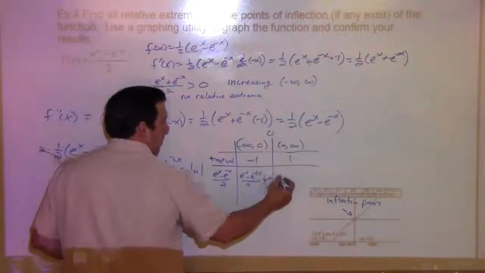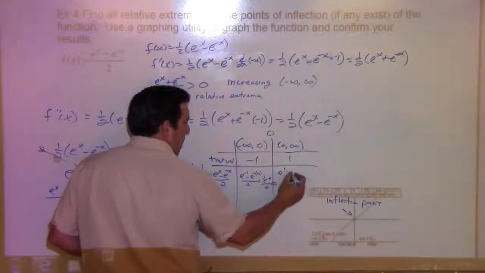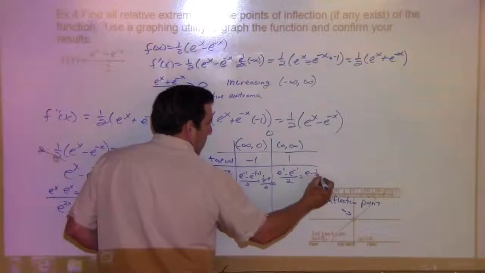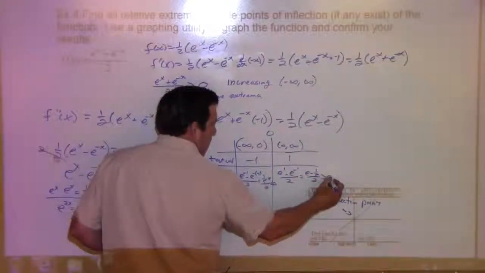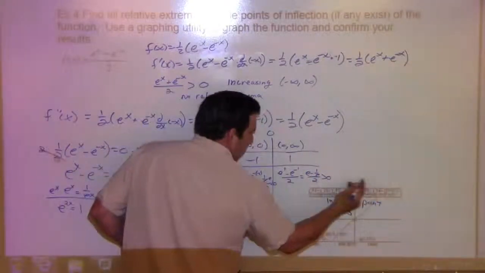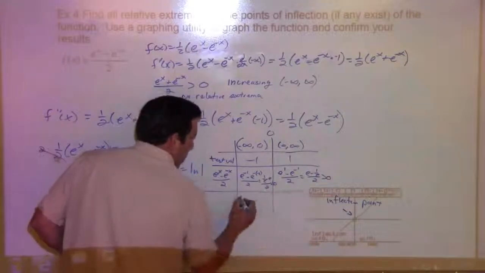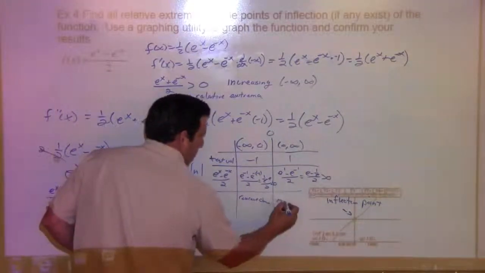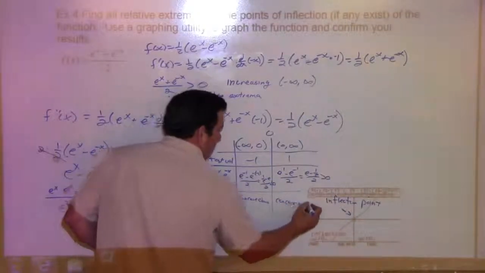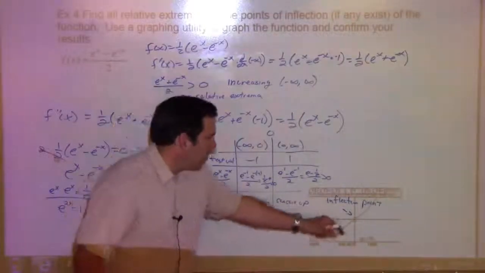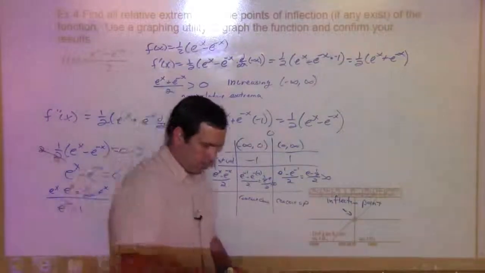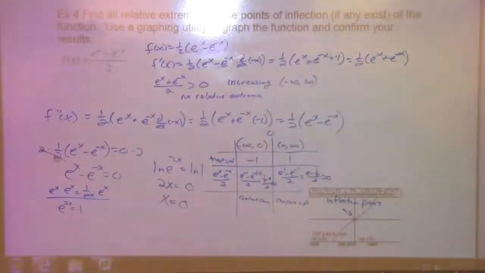If you plug in the positive 1, that's going to be e to the 1 minus e to the negative 1 over 2. That's e minus 1 over e over 2. And that's positive. That means we're concave up here. And that confirms that we have a point of inflection. We change concavity from concave down to concave up. Okay, I'm going to go on to the next page.